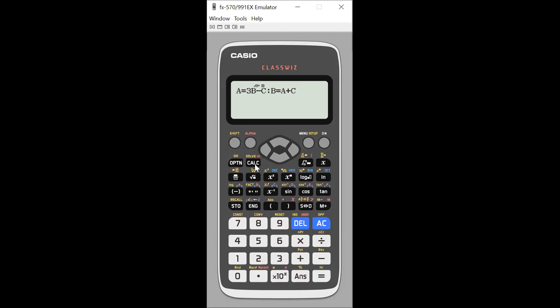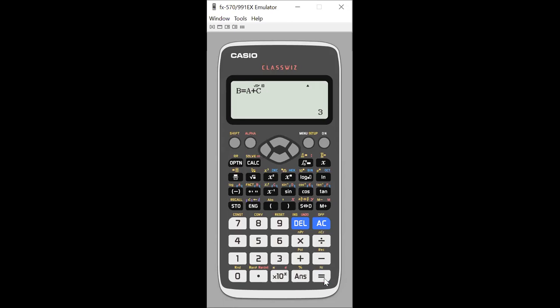Now I press calc to assign values. It is asking me for the value of B. Let the value of B be 1. Press equal. It is asking me for the value of C. Let the value of C be 9. So 3 times 1 minus 9. The answer is minus 6, because 3 minus 9 is minus 6, right? Okay, now press equal.